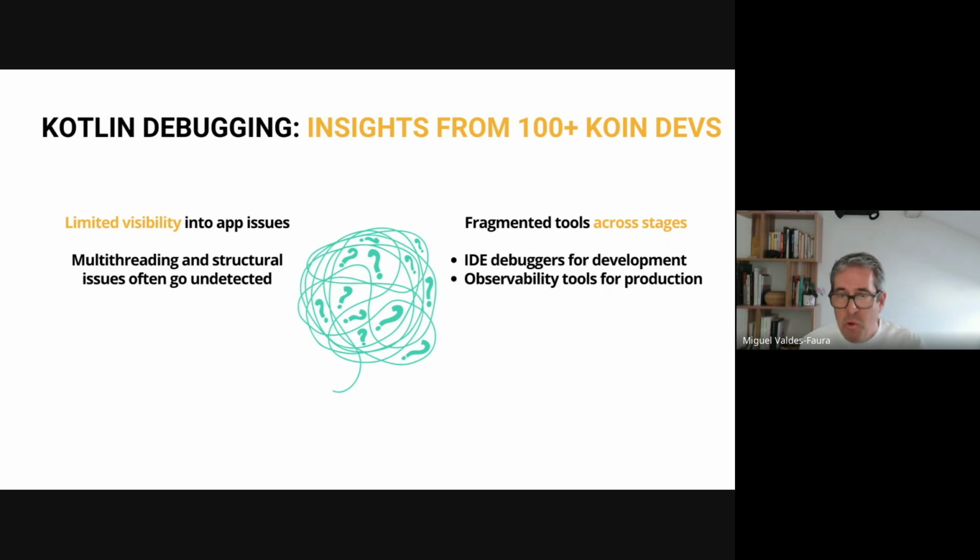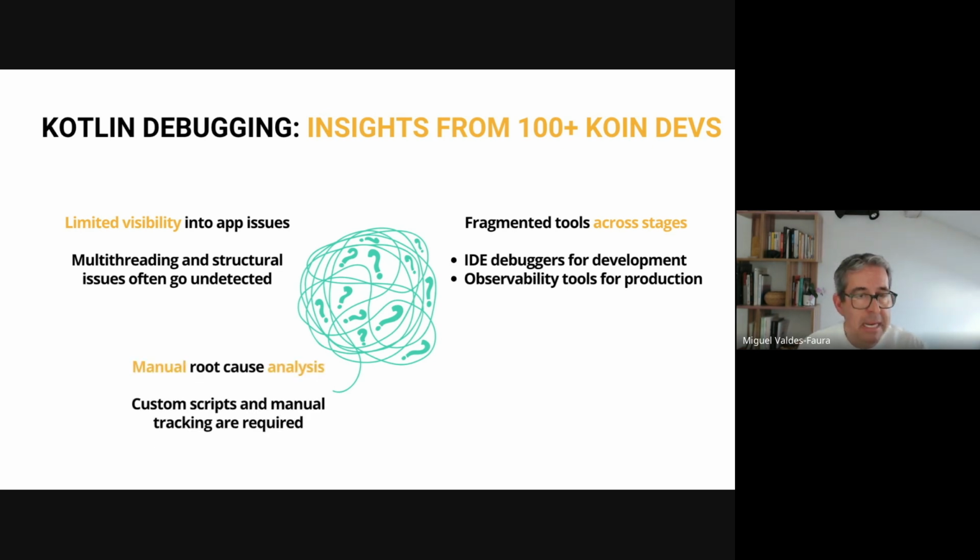Some of the people were reporting that they were using production observability tools. To name some of them, Firebase monitoring, Sentry, Embrace, Datadog, you name it. But also people were complaining that some of those tools are not really integrating well with the development environment. For example, your IDE.